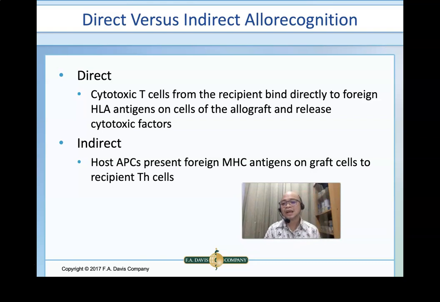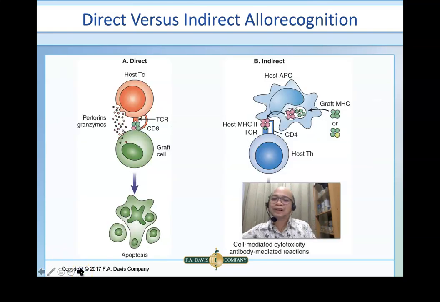On the other hand, when we say indirect, the host antigen presenting cells, the APCs coming from the host, present foreign MHC antigens on graft cells to recipient TH cells. So direct mainly involves the MHC class 1. The indirect will involve MHC class 2, because it has to do antigen processing. Okay, so these are the two types of allorecognition.